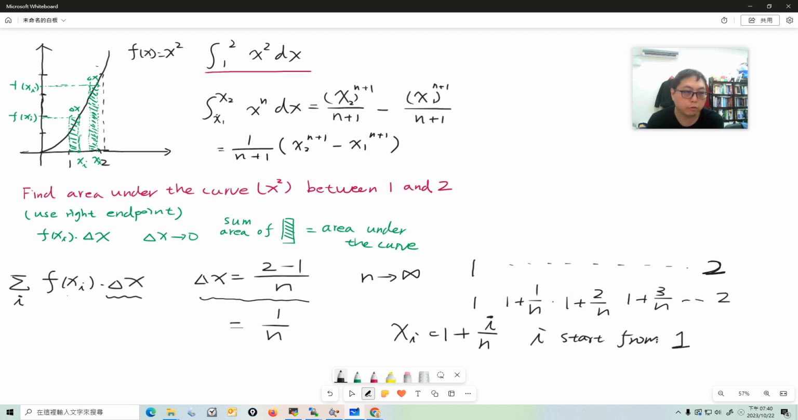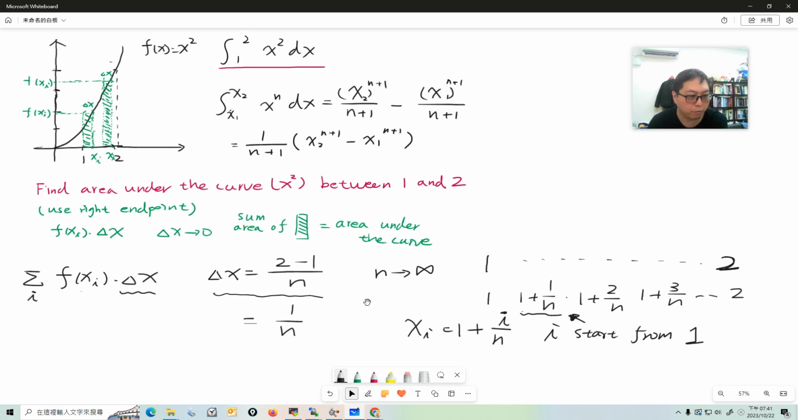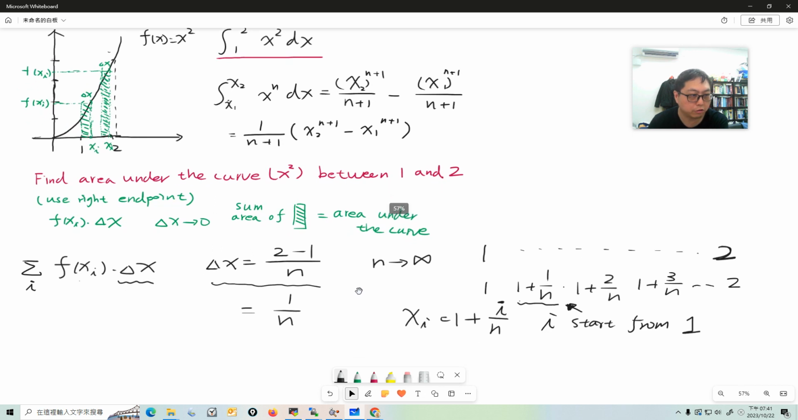Okay, and we do this summation. We use the right end point, so we start from 1 plus 1 over n, and go all the way to the 2. This is the starting point. We start from i equal to 1. Okay, so we have all the information, so let's do the calculation.